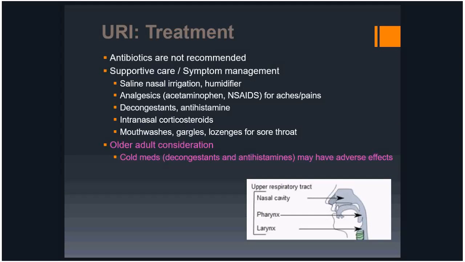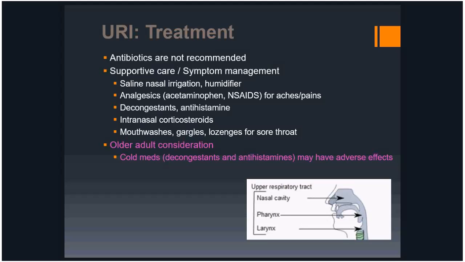Antibiotics are not recommended with upper respiratory infection, again, unless there is a suspicion for bacterial etiology. When it comes to management, we're doing supportive care and managing symptoms. Typically, when patients present for upper respiratory infections, there are a number of over-the-counter things that they can be given. However, to manage their symptoms, there are things that you can prescribe to help with their symptoms.